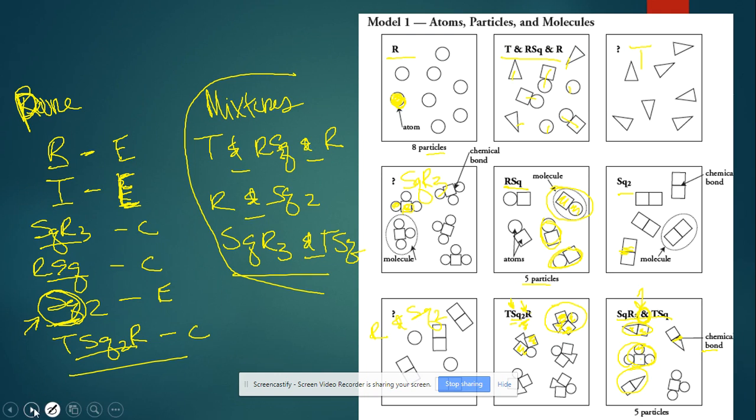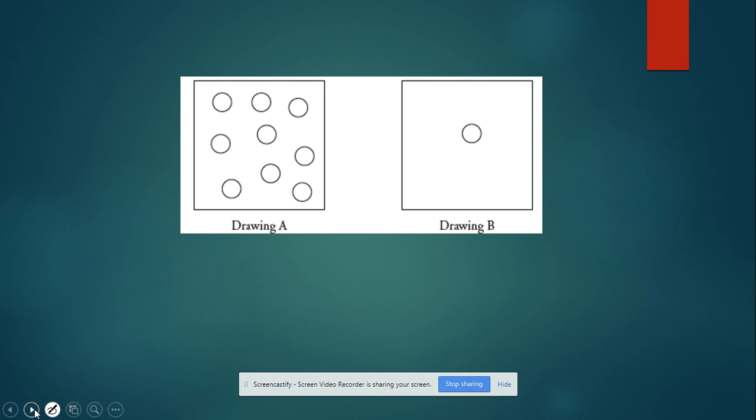So question 16 asks us to look at these drawings. Which one is the better element? Clearly, drawing A is a better representation of an element because we have particles that are all the same making up the element. This one isn't really an element because it's just one atom. So not an element, just the atom, the smallest piece of that element.